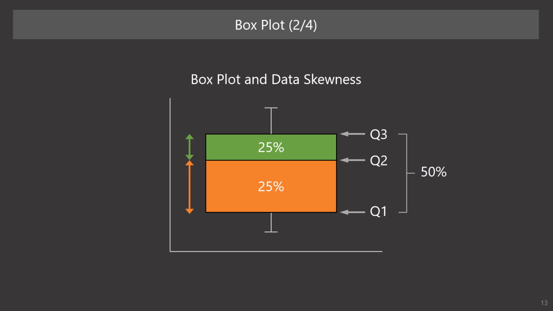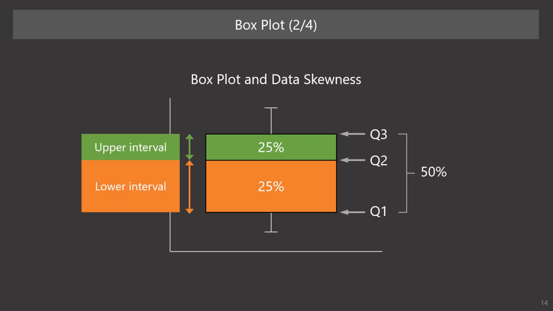And since the same number of data points are included in each interval, a box plot can show how densely the data is distributed within each interval. And the longer the interval is, the data points are distributed more sparsely. So, in this example, the upper interval is shorter than the lower interval. It means that the data points are more densely distributed between the first and the second quartile than between the second and the third quartile.